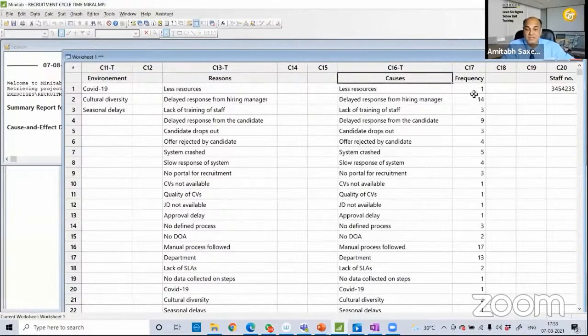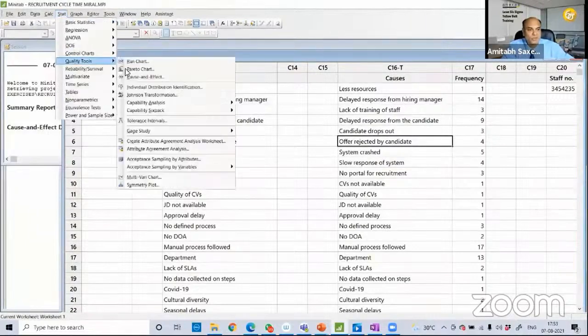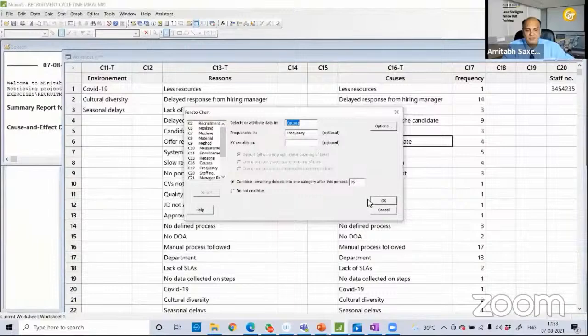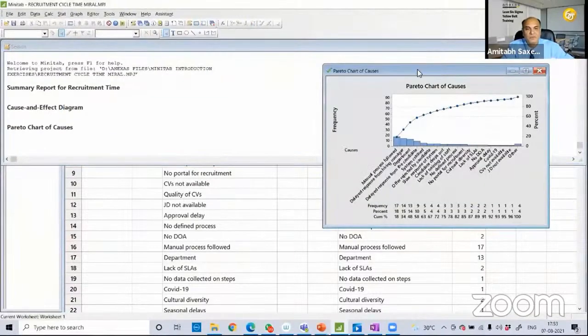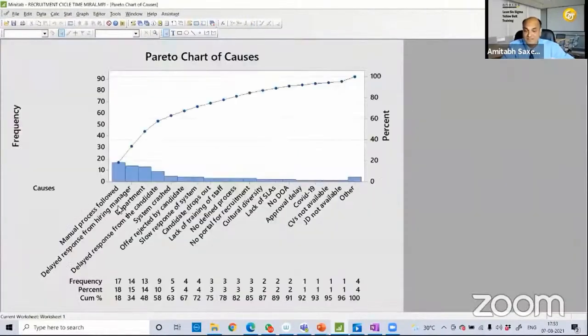How many times less resources occurred? 1 time. Delayed response from hiring manager, 14 times. Let me do a Pareto quickly. 80-20 rule. Okay, I got my reasons. 80% of my problems are due to these.